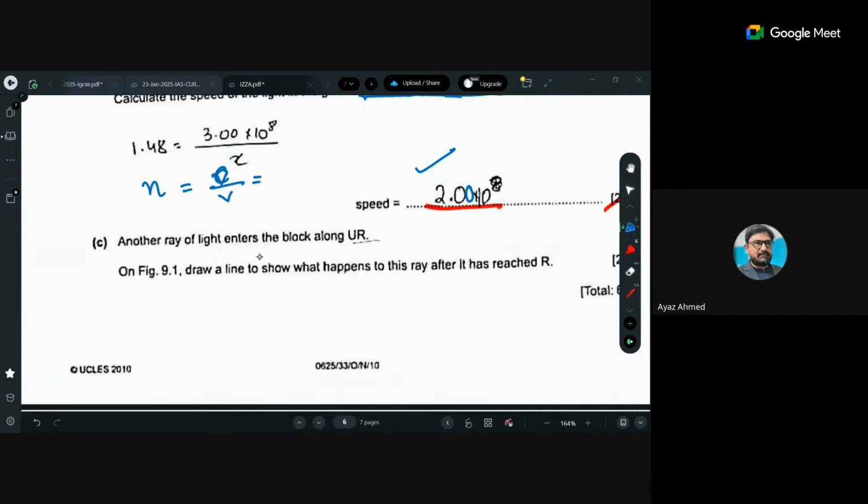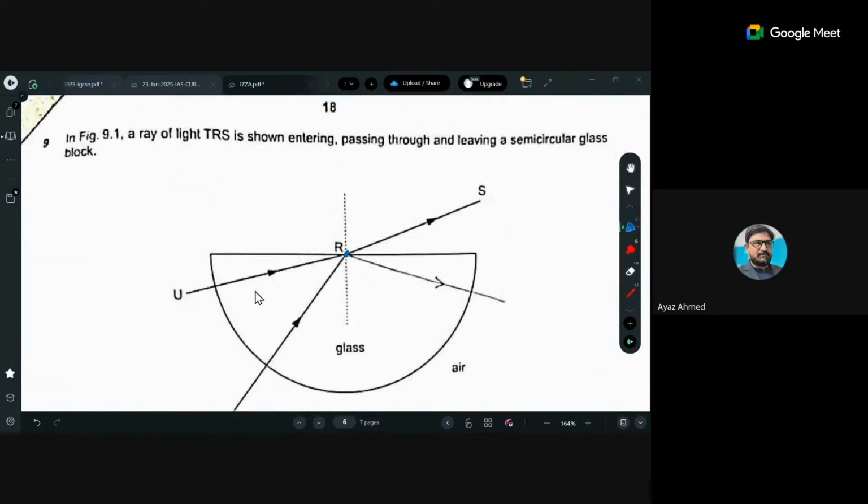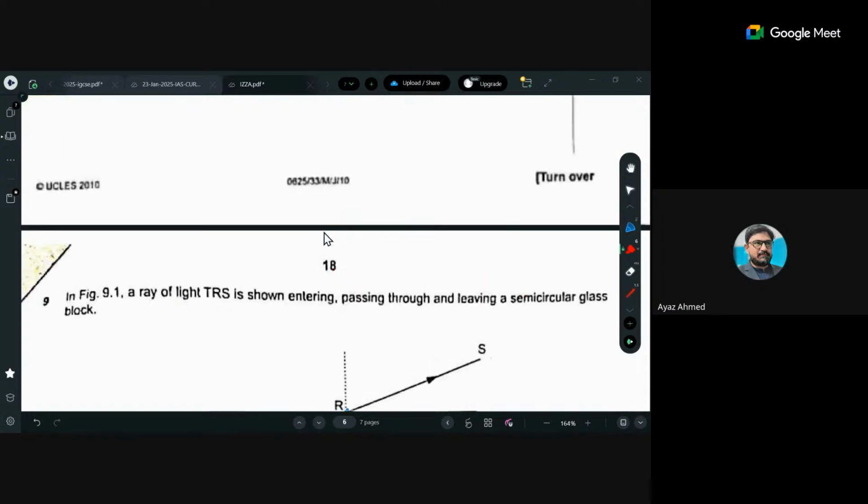Okay. Another ray of light enters the block UR on figure 9.1. Draw a line to show what happens to this ray after it has reached R. Which one? UR. The angle at U and R seems to be greater than the critical angle. Although the critical angle is not shown, it is greater than the critical angle. So it would be reflected back. The angle shown here is almost the same, so that will score 1 mark. So here Isa will get one more mark.